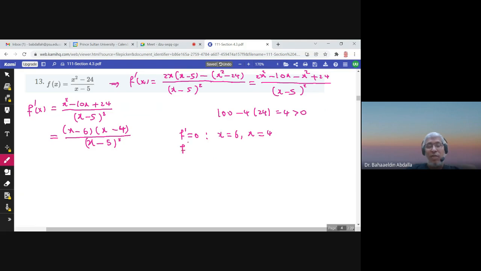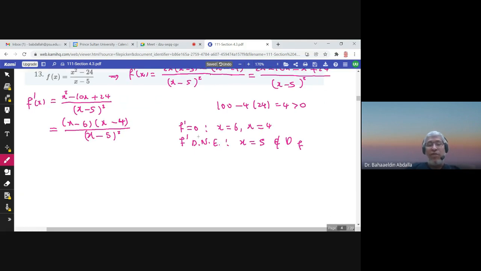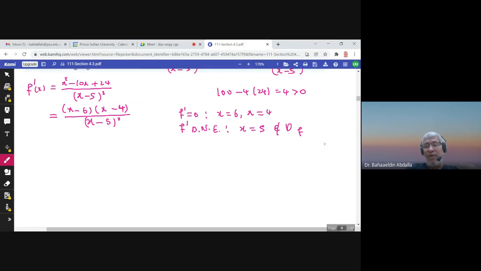I can see also that f prime does not exist when x is 5. But 5 is not in the domain of the function. So 5 is not a critical number. These two are critical numbers, 6 and 4. But now, what about 5? Will it affect the sign of f prime? Notice that we have x minus 5 to the power 2. So actually, the sign of f prime is not affected by 5 because it has power 2. So to the right of 5 and to the left of 5, I will have the same sign.